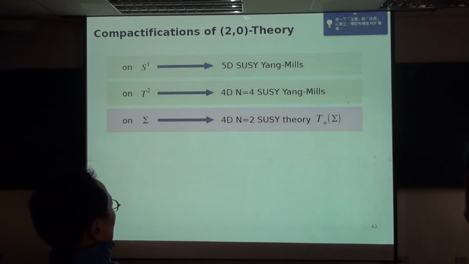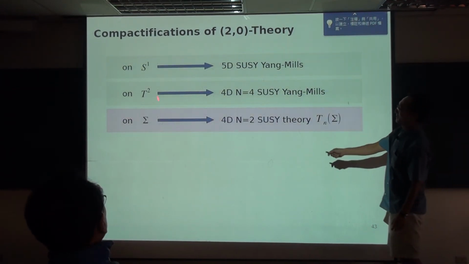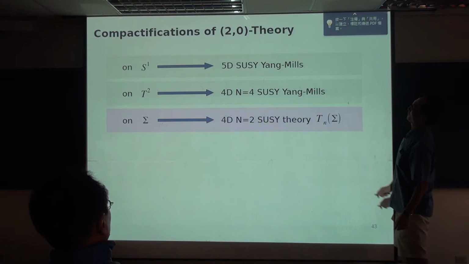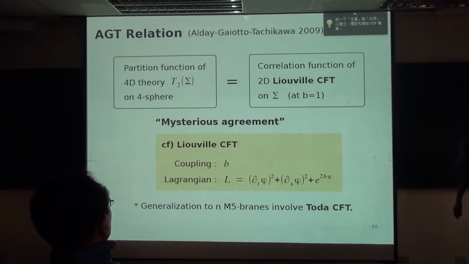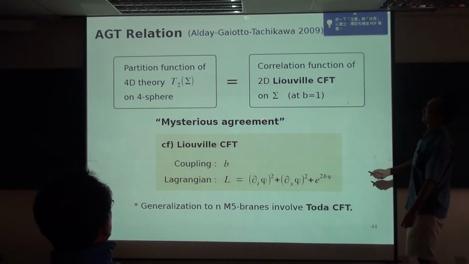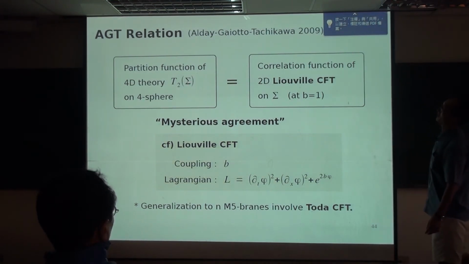Okay. So there are this many examples of possible compactifications of 2,0. And more recently, we have found a surprisingly new way to compactify M5 branes. And yeah, so let me talk about the AGT relation.